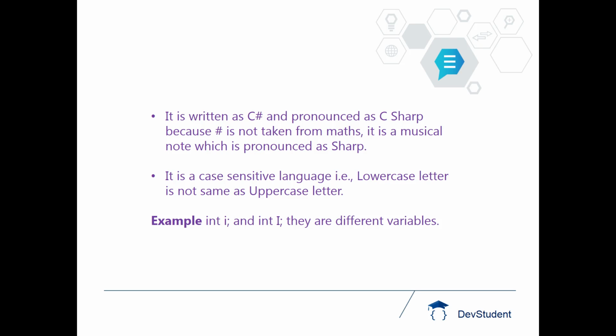C Sharp is a case sensitive language. That means the lowercase letters and uppercase letters in the programming is not same. For example, int i semicolon and int capital I semicolon. They are treated as different variables in C Sharp. So when you are writing any code, you have to make sure that small letters and capital letters are not same.